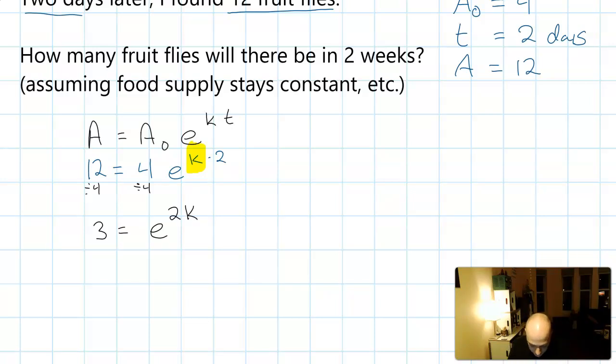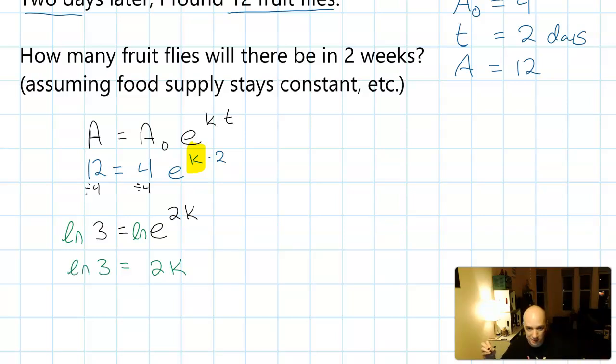Now, we want to express this in terms of a log. We need to get rid of this e. And like we did in the last section, the best move is to take the natural log of both sides. Natural log of e^(2k) is just 2k. Those reduce out with each other, and you get 2k equals natural log 3.